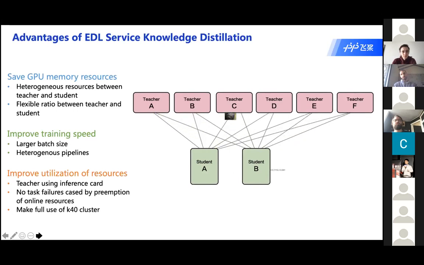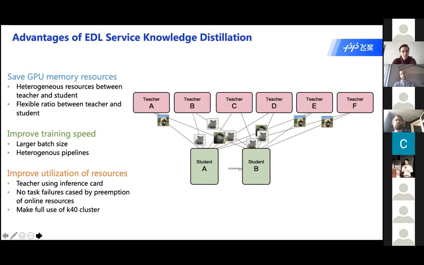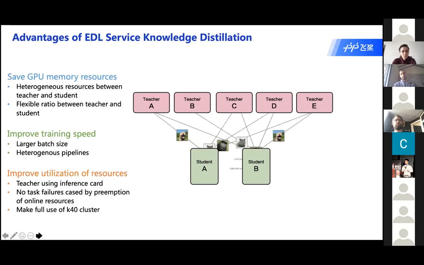And the second one is improving the training speed. Due to the saving of GPU memory resources, the student model can be trained with a larger batch size. At the same time, because the student model and the teacher model are in different pipelines, the student model does not need to wait for the teacher model to end the inference before the training. Combining those two reasons, the training speed can be improved greatly.